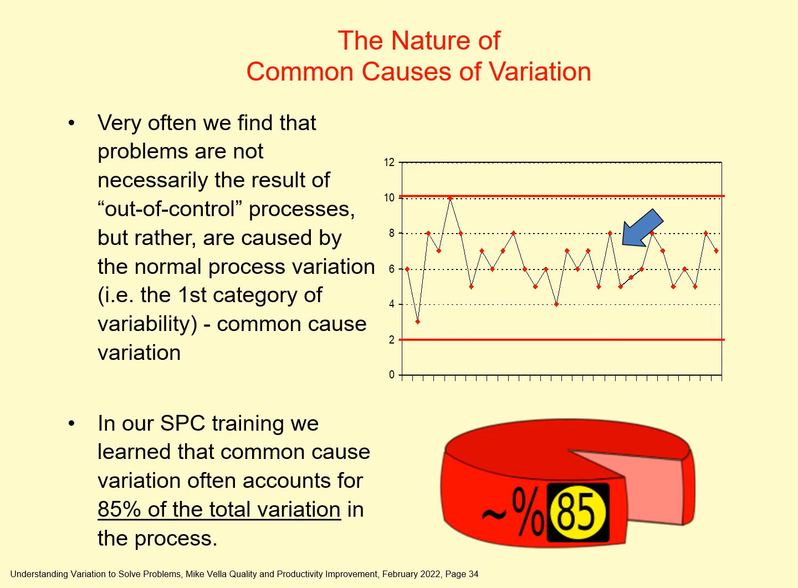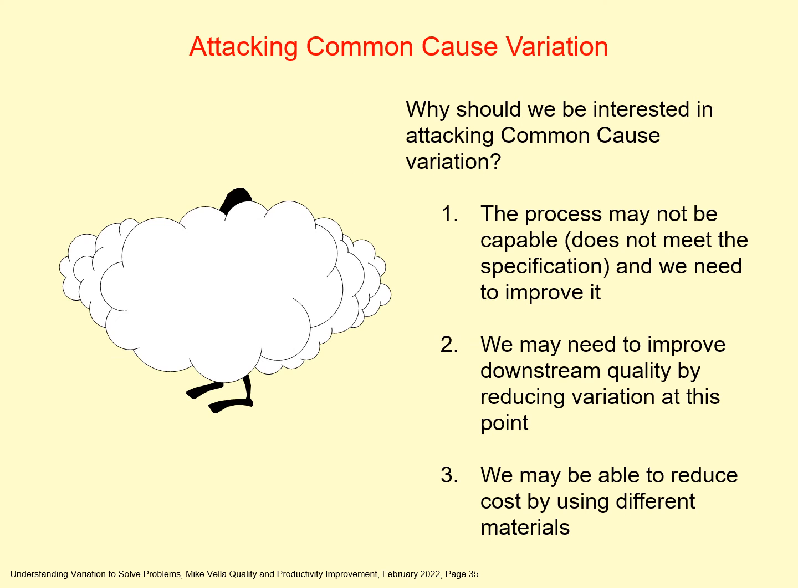In our SPC training, we learned that common cause variation accounts for perhaps 85% of total variation in the process. And this is perfectly normal. So we want to go after this 85% to improve process capability. So why should we be interested in attacking common cause variability? I mean, the processes are in control. Why even bother with it?